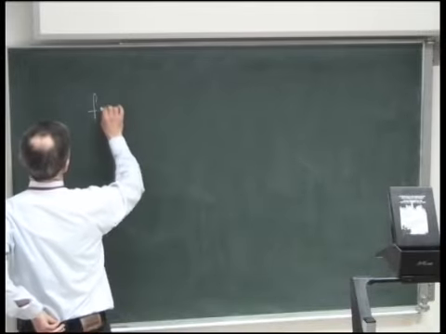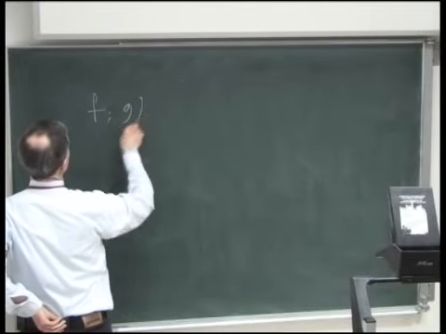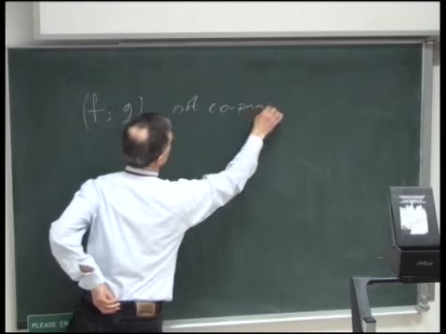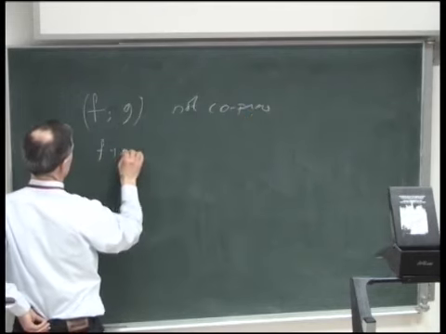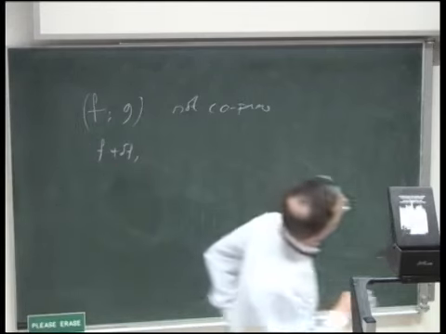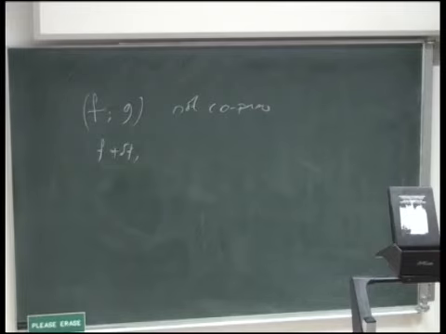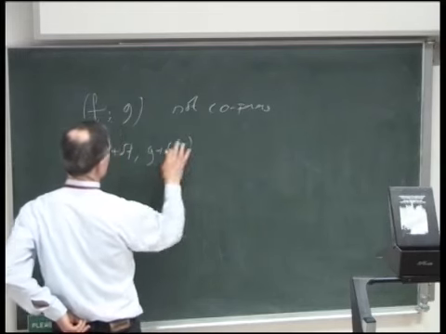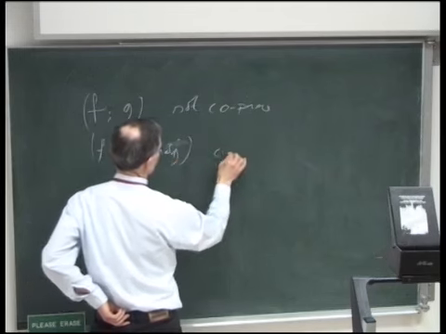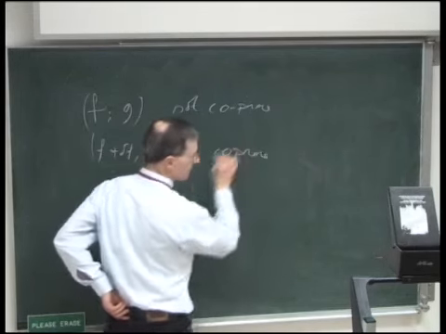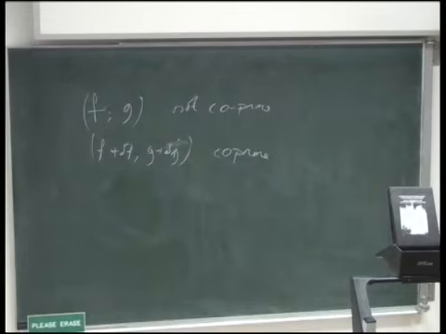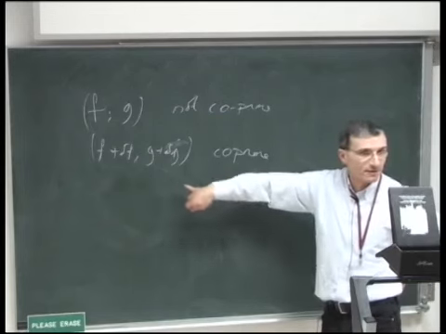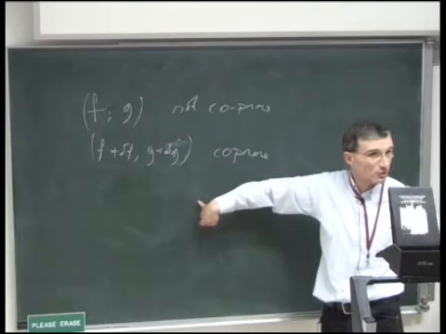I've got f and g that are not co-prime. That's my exact data, but because of errors, I've got f plus delta f, g plus delta g, that's co-prime. But if I have reason to believe, or I'm looking for multiple roots, this is no good to me. If g is the derivative of f, this is no good to me. If it's got multiple roots, they must have a non-constant GCD.